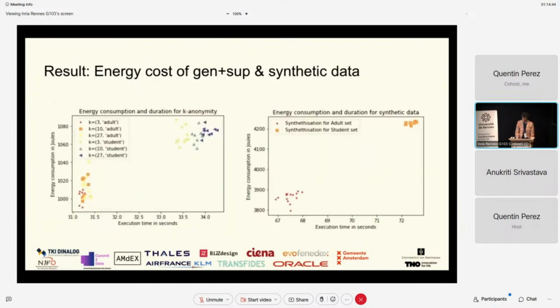So for the results, first we measured how much energy it costs to either anonymize or create the synthetic data. This is what you see here. To the left is k-anonymity, and to the right is the synthetic data. What you probably notice first is that on the right, synthetic data uses up to 4 times more energy than anonymizing the data.